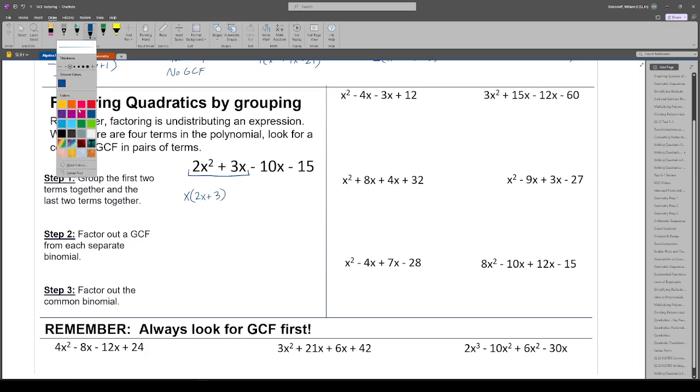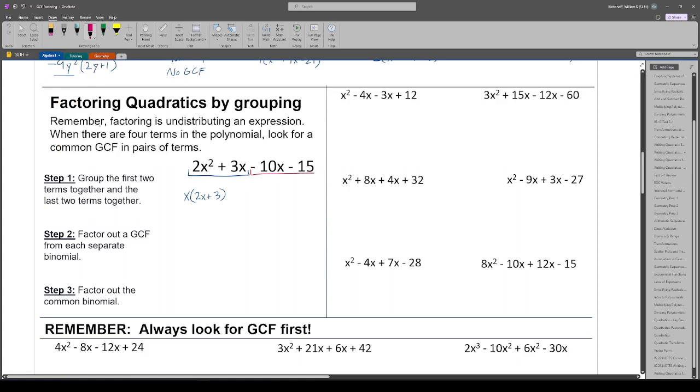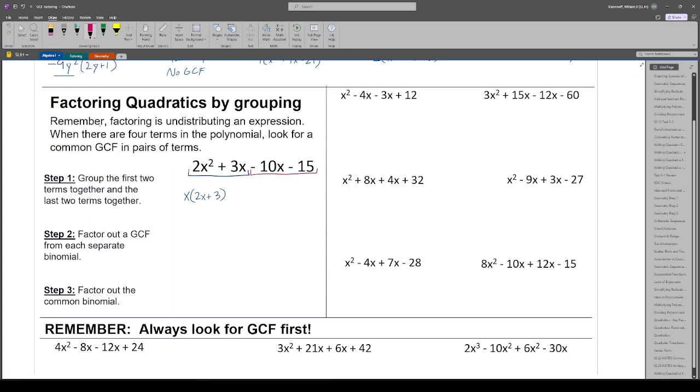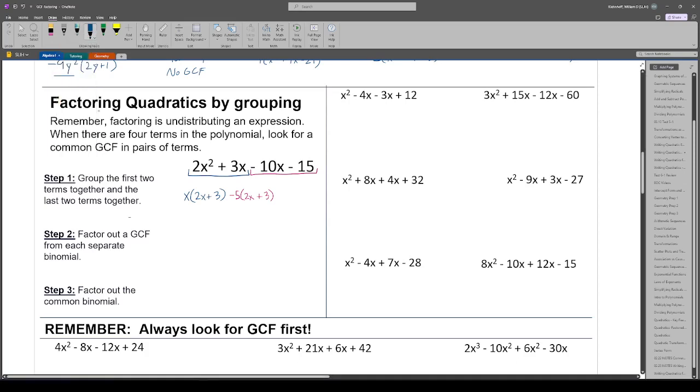Then, if this is a problem that's set up well for this method, which they aren't always, right? This is specifically set up to work well with factoring by grouping. The second pair has negative 5 as a common factor. So I have minus 5, and then I'm left with 2x plus 3. So I get x times 2x plus 3 minus 5 times 2x plus 3. Hopefully that looks important to you because these two are the same.